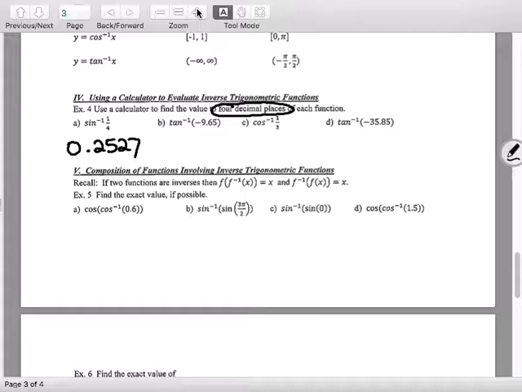Use your calculators. You know where your trig button is on the left side? And then instead of doing the top row, which is sine, cosine, tangent, you're going to be using inverse sine, inverse cosine, inverse tangent. And again, go 4 decimals on here.